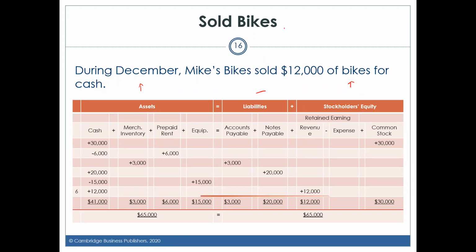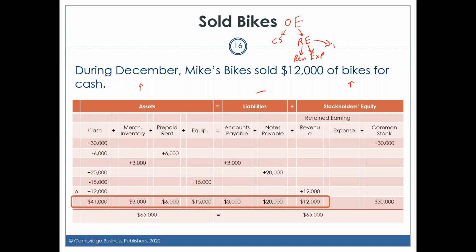So now is a good time. If we look at our owner's equity, it's comprised of common stock and retained earnings. Retained earnings is comprised of revenue, expense, and dividends. Revenue minus expense is the net income, right? So what's the effect on owner's equity when revenue increases? When revenue increases, then retained earnings increases, which makes owner's equity increase.